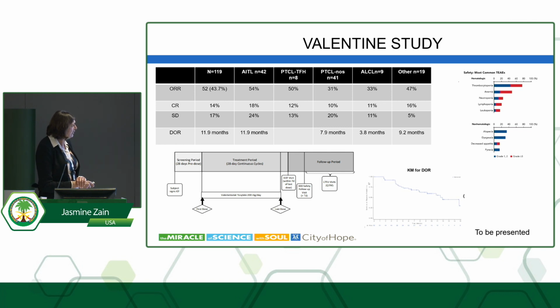And the overall response rate was about 52%, which was maintained across the different subtypes, I would say. About 54 to 50% in AITL and PTCL, T follicular helper. NOS, perhaps a little bit less. So this is actually better than pralatrexate. The best response rate is about 30%. So this is starting to look very promising.